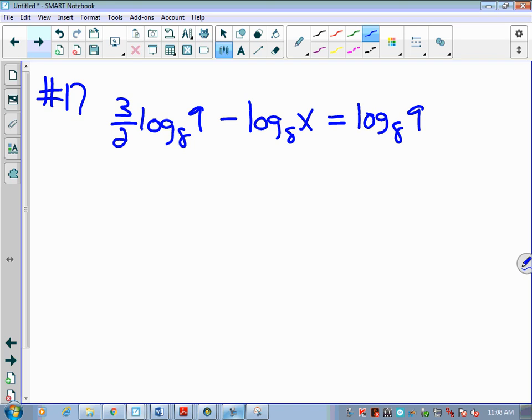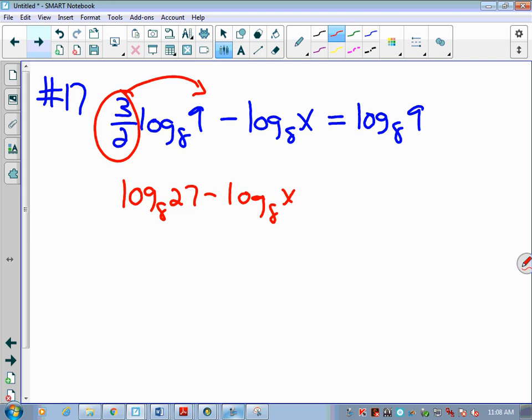So let's see. What I would do first is move the 3/2 up here, and then solve that. So 9 to the 3/2. I can take my calculator and do that: 9 to the 3/2 should get 27. So this is log base 8 of 27 minus log base 8 of x equals log base 8 of 9. Now everything's in the same base, so I'm going to do this as 27 over x equals 9, right?